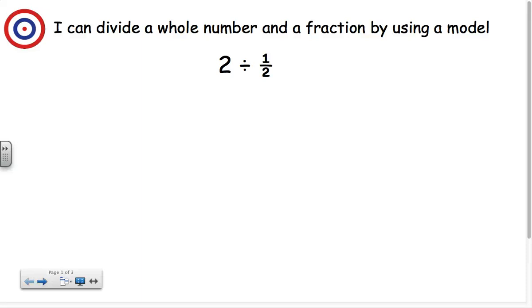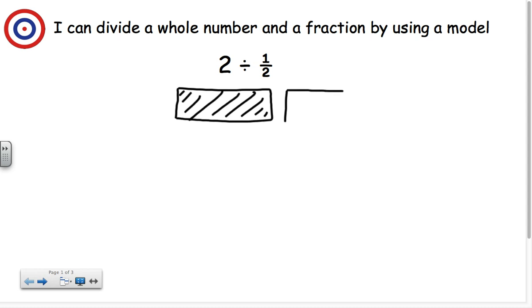All right, mathematicians, in this lesson we're going to be dividing a whole number and a fraction by using a model. So let's go ahead and get started here with 2 divided by 1/2. What this means is two whole amounts. So I'm going to start and make two whole amounts. And what I want to know is how many 1/2 size groups can I get out of this two whole amounts. So 2 divided by 1/2 is the same thing as saying how many 1/2 size groups can I get out of 2.